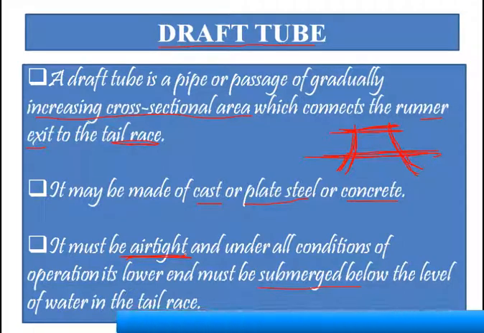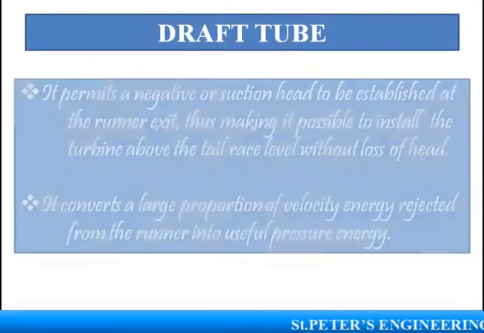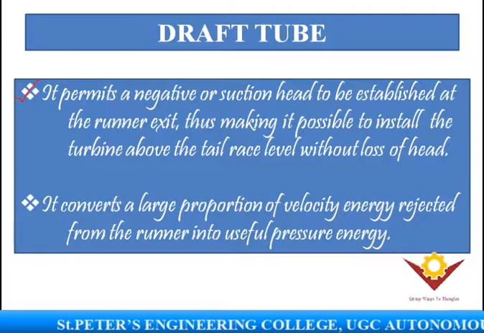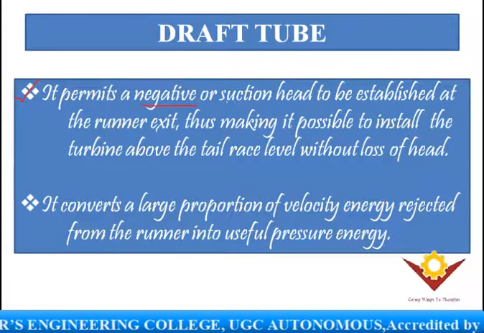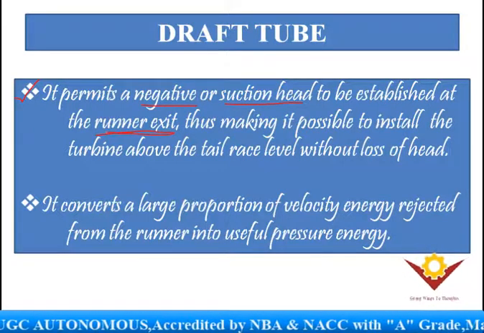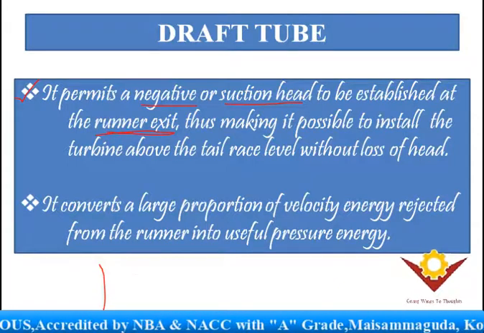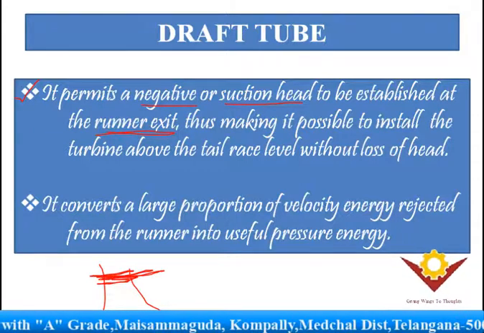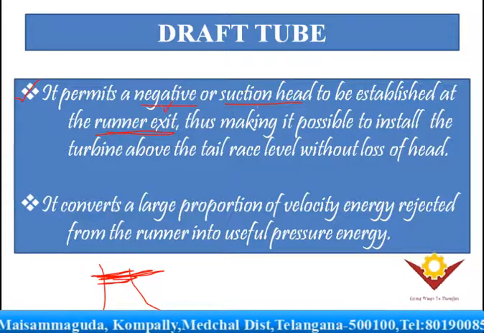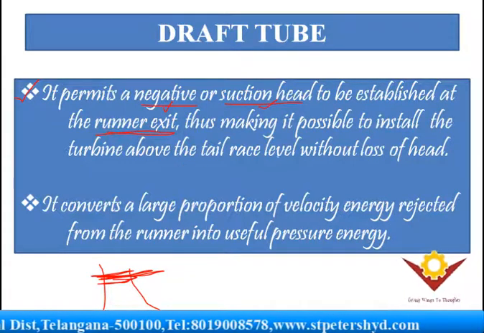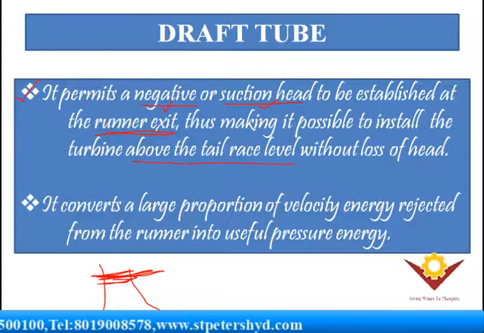And for the usage of draft tubes in reaction turbines, we have two important things. The first one is, it permits a negative or suction head to be established at the runner exit. Runner exit, we already know this. This is the gradually increasing area, and this is your runner exit. At the runner exit, it will create a negative or suction head, thus making it possible to install the turbine above the tail race level without the loss of head.